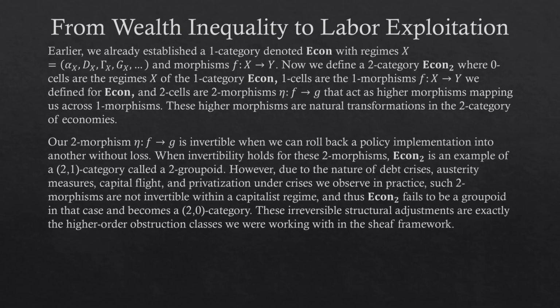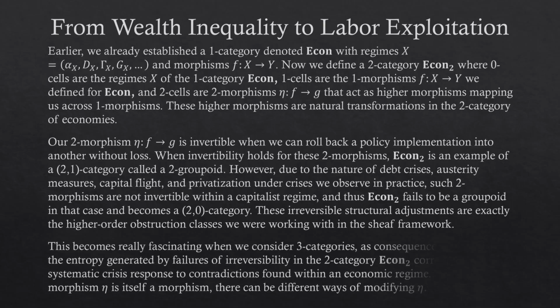Our 2-morphism eta is invertible when we can roll back a policy implementation into another without loss. When invertibility holds for these 2-morphisms, Econ 2 is an example of a (2,1)-category called a 2-groupoid. However, due to the nature of debt crises, austerity measures, capital flight, and privatization under crises we observe in practice, such 2-morphisms are not invertible within a capitalist regime, and thus Econ 2 fails to be a groupoid in that case and becomes a (2,0)-category. These irreversible structural adjustments are exactly the higher order obstruction classes we were working with in the sheaf framework that we saw earlier.